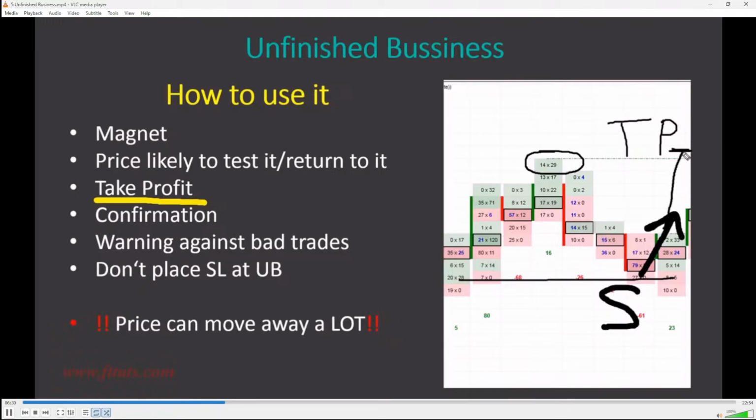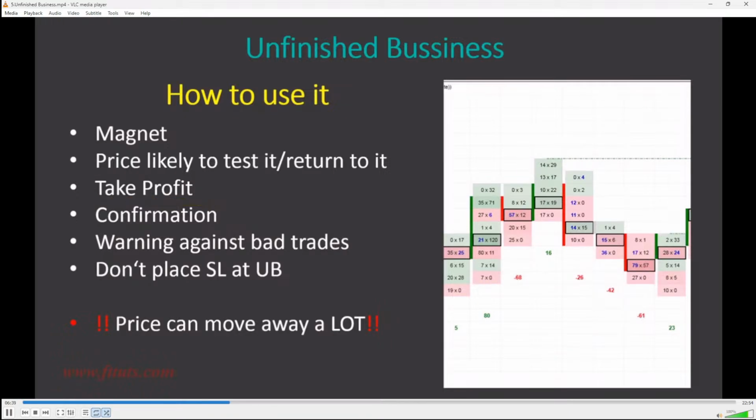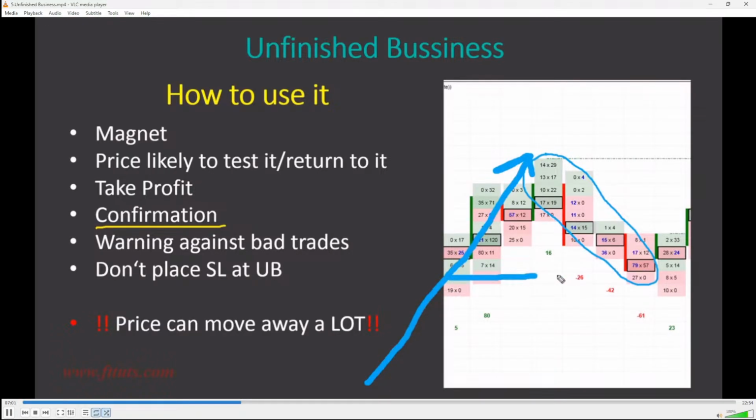Because if the price goes one tick above it, it will create a successful auction out of the failed auction, out of the unfinished business. So this is one way how you can use it. Now you can use it also as a confirmation. Imagine there's an uptrend. Then this is a pullback. This is what you see in here, those footprints. This is a pullback. And let's say that there's a support in here.